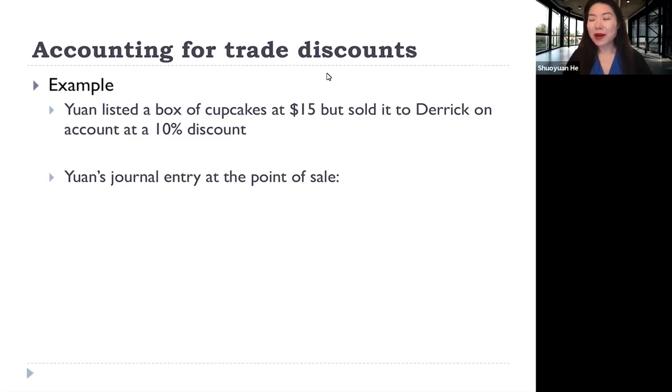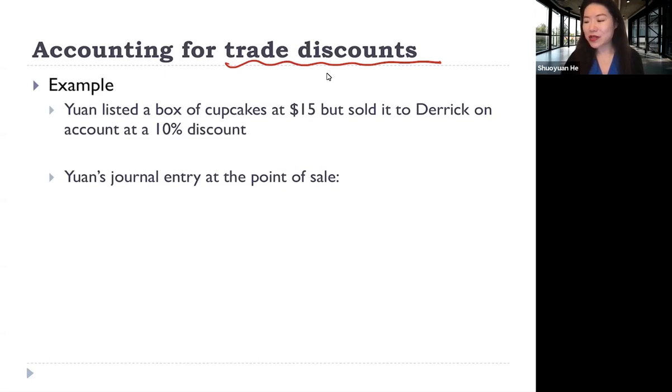We have just talked about some typical situations that may affect the net realizable value of a firm's accounts receivable. Now let's look at, as accountants, how do we deal with it under each of the situations. So the first one is trade discount. How do we account for trade discount?